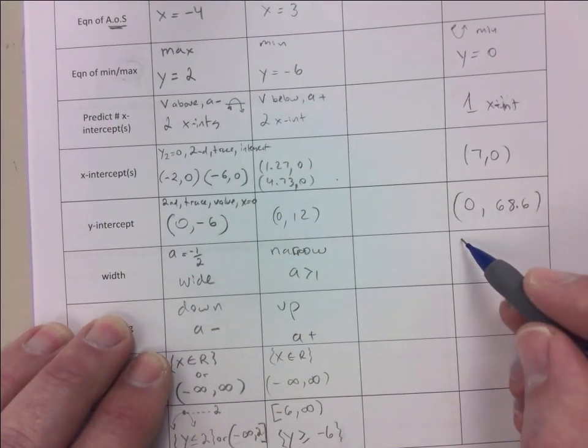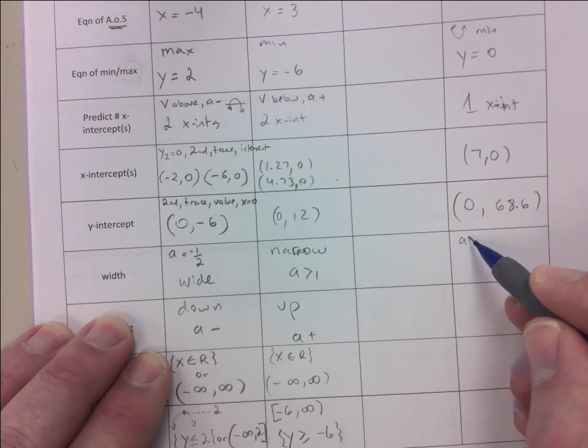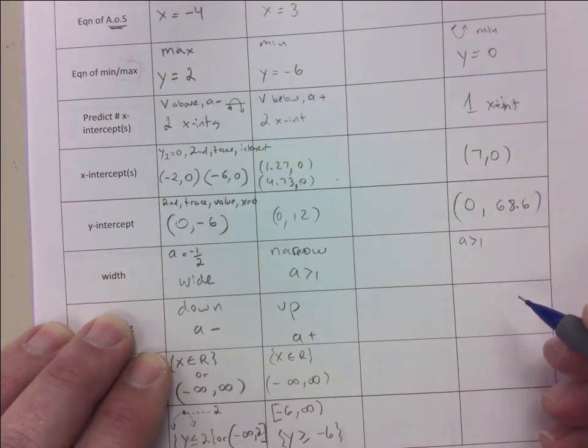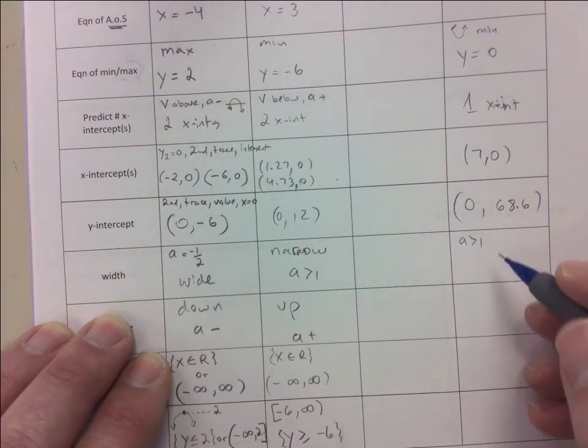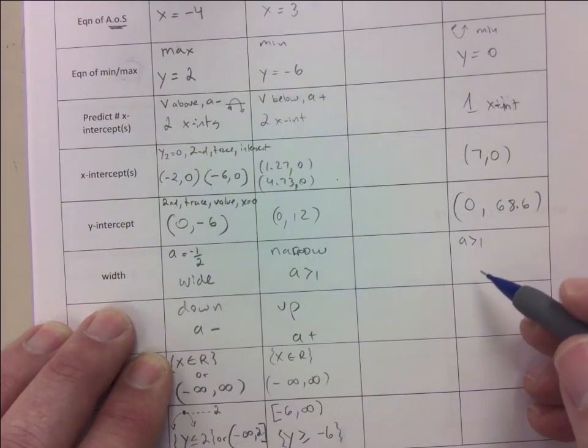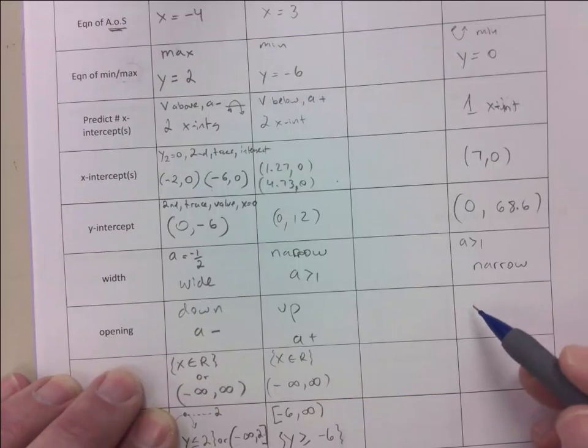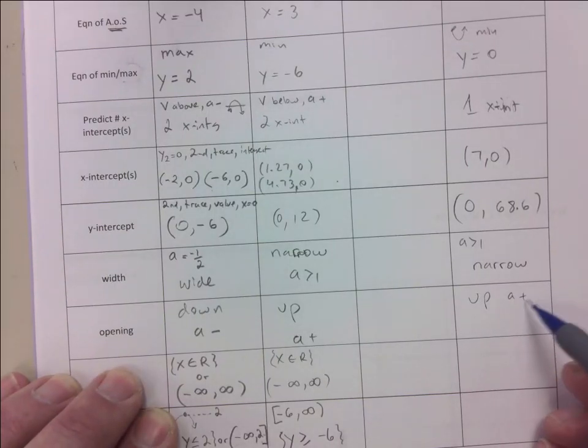The width a is greater than 1, because 7 over 5 is 1.4. So then that's what it is, okay? So this would be a narrow curve. Opening is up because a is positive.